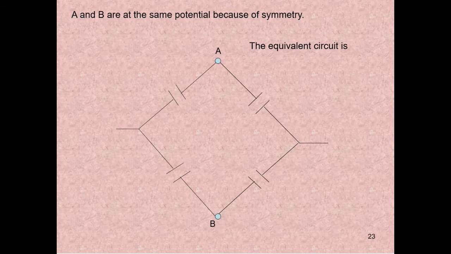Sir, you will get 4 by 4C. When we reciprocate, we will get C, sir. This is C, this is C by 2. C by 2 plus C by 2 is C. You know, the series formula is 1 by C equal to 1 by C1 plus 1 by C2. Yes, sir. Okay.